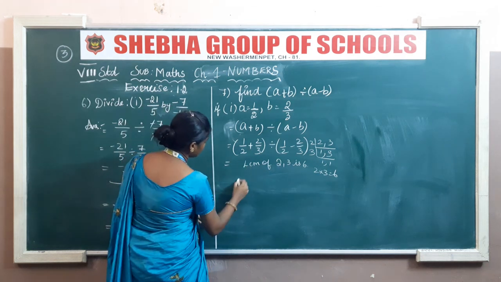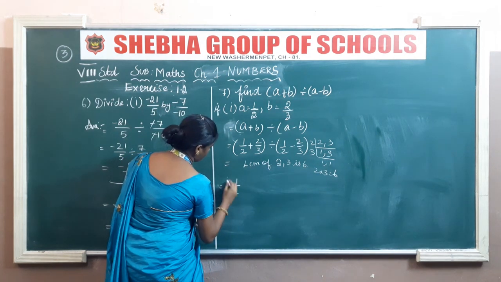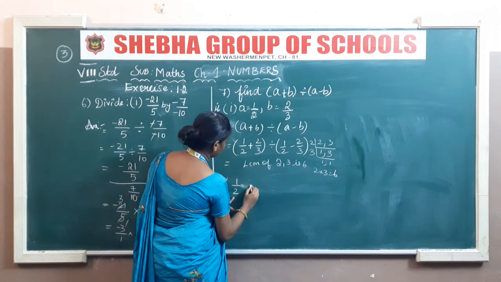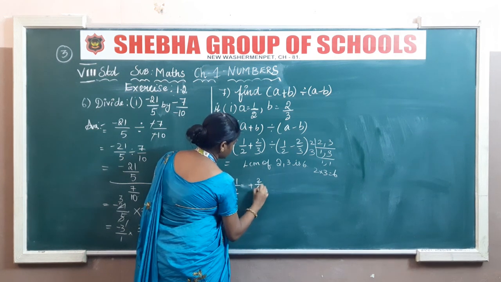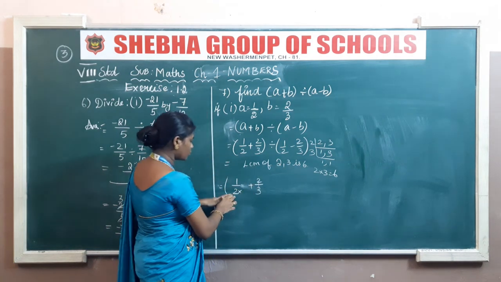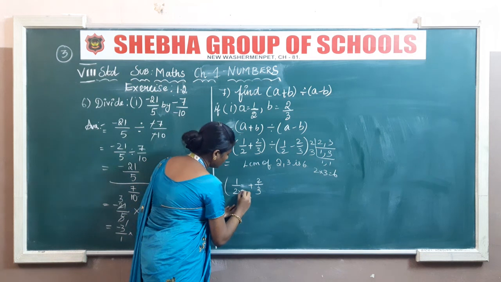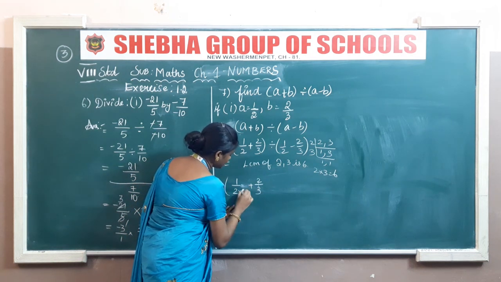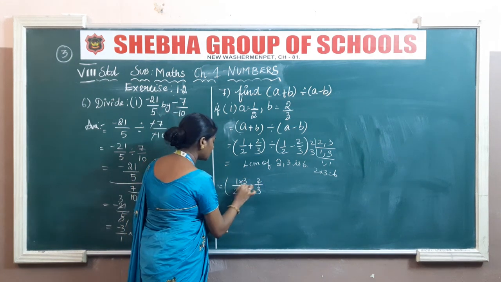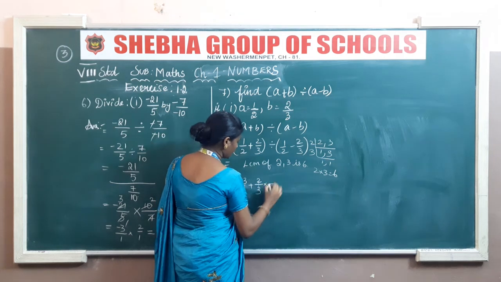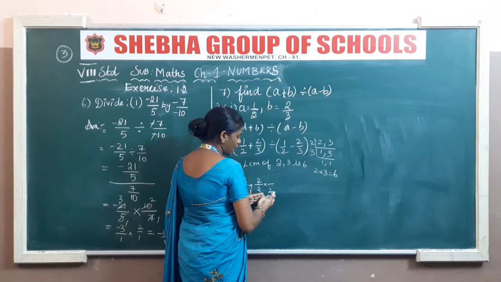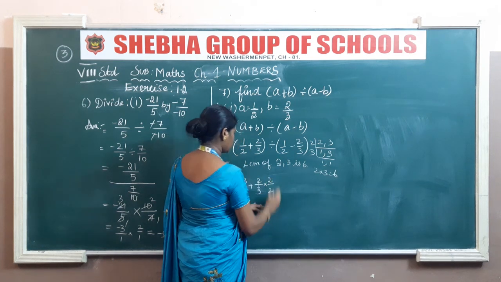So we have to take the LCM for 1 by 2 plus 2 by 3. For the denominator we have to get 6. 2 tables in the denominator, 2 threes are 6, so obviously numerator 3, we have to write 3 in the numerator also. 3 ones are 3, 3 twos are 6. Then for 2 by 3, the denominator is 2 threes are 6, so numerator also we have to write 2.